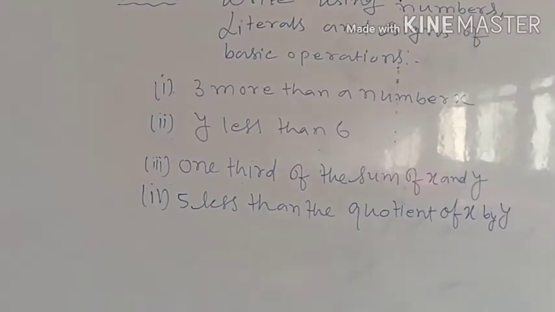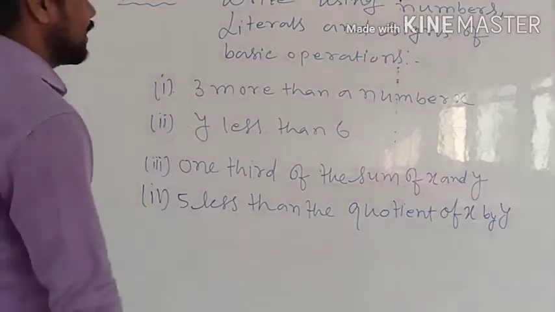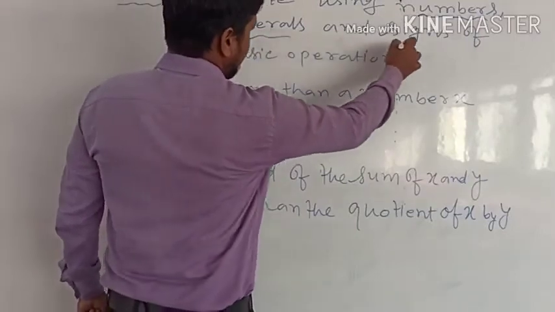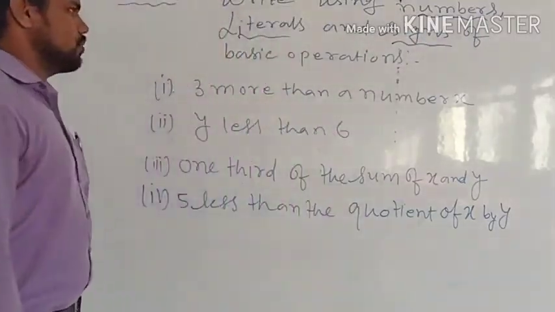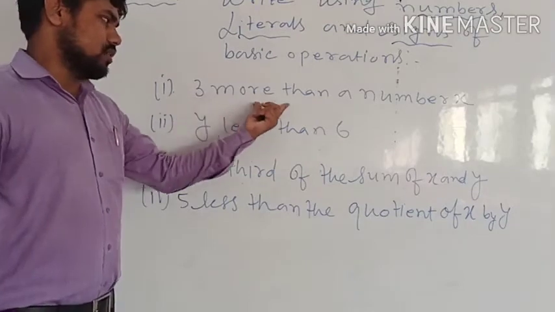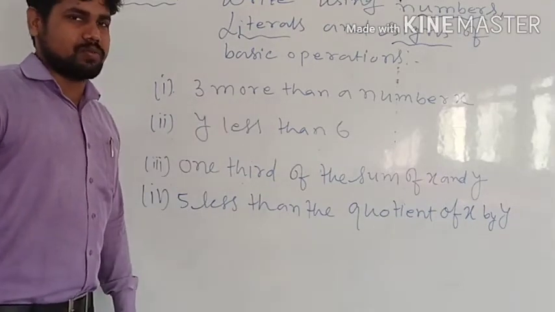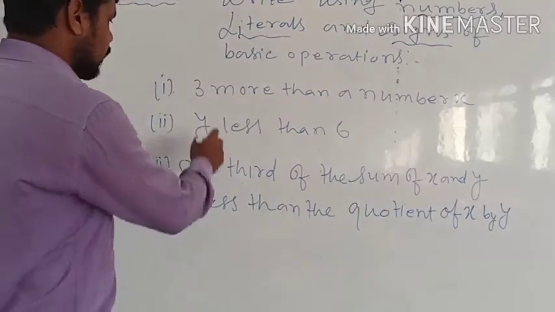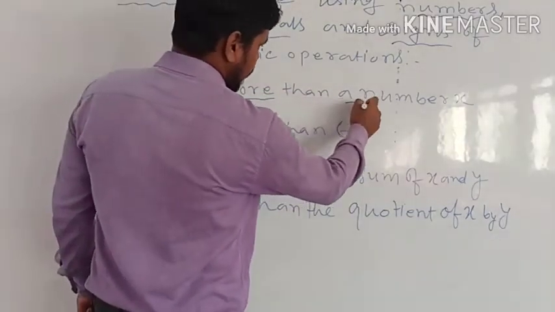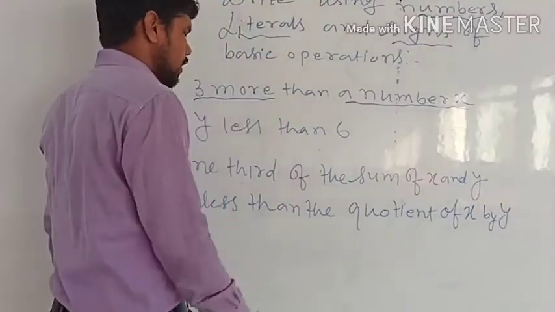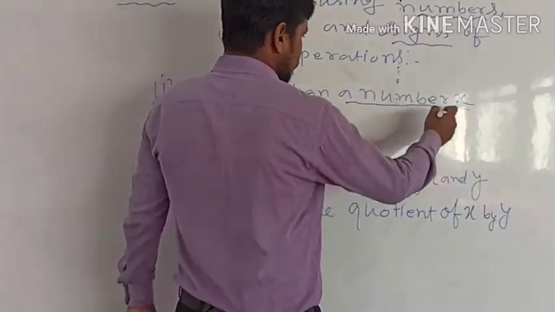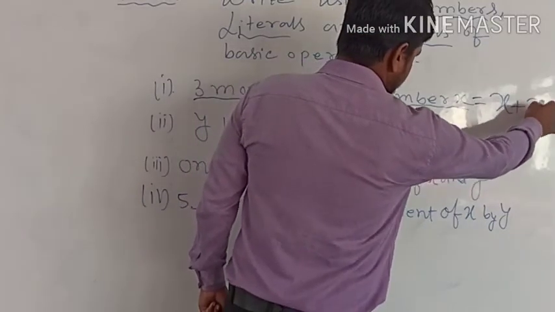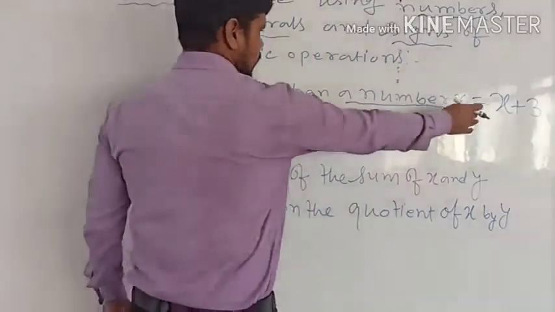Let's see some examples here. It is asking to write using numbers, letters and signs. So these three things you have to use, and these are given in a statement, so you have to express in exponential form or algebraic form. So, 3 more than a number x. A number is there which is x, and 3 more than that. So what will be the answer? x plus 3.